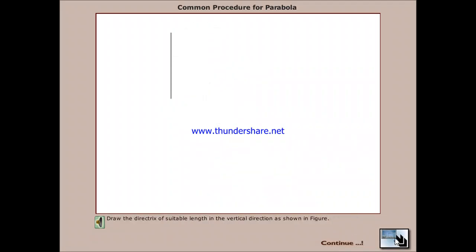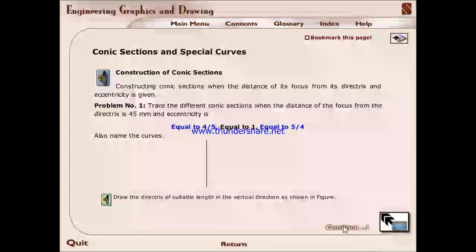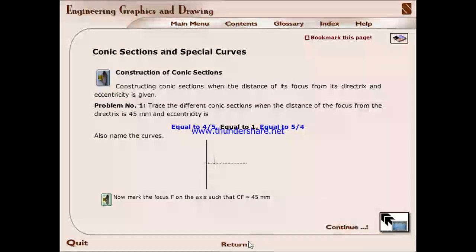Draw the directrix of suitable length in the vertical direction, then draw the axis. Now, mark.